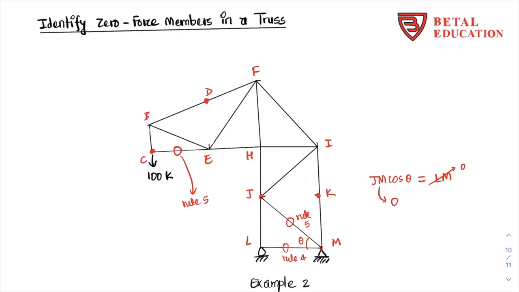For rule number 3, we will remove all these 0 force members and reapply all other principles, basically 1 and 2. You can see at node J, SJ and JL are collinear, and this non-collinear member should be 0 as per rule 2. And let's look at some other locations that do the same. I don't see any other locations or other members that carry 0 force.